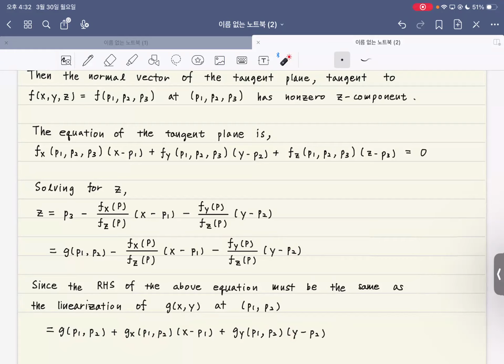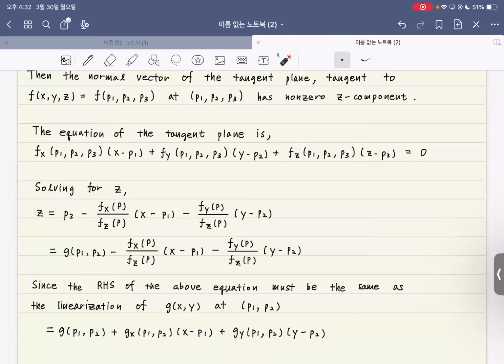Therefore, the only possible conclusion is that negative f_x(p) over f_z(p) must be g_x at p1 and p2, and negative f_y(p) over f_z(p) must be the same as g_y, the partial derivative of g about y at p1 and p2. This gives us a very striking result.